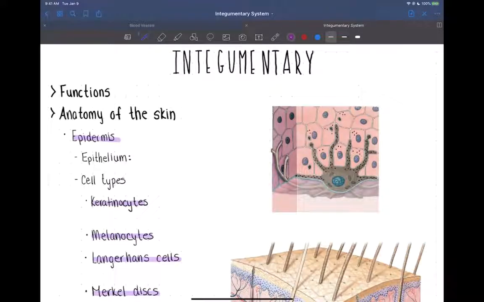All right, so this is our first video on the integumentary system, so the skin. So we're going to start by talking about the functions of the skin. The skin has many different important functions, so let's just go through a few and talk about them.